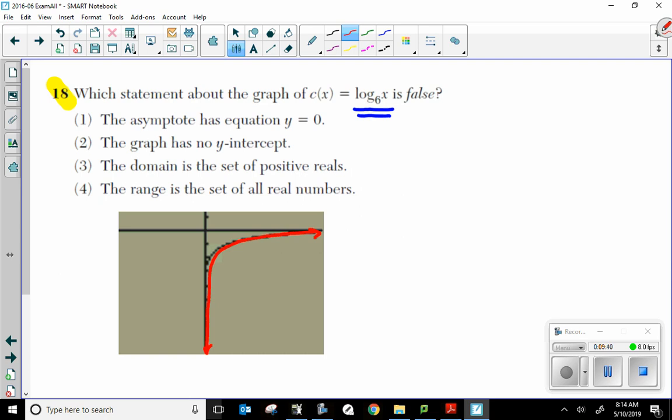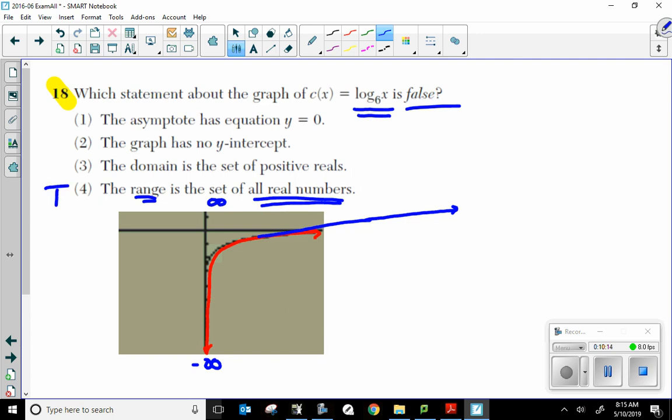So let's take a look at all these responses and interpret them and see which one is false. Don't just circle the first true one. Three of them will be true. Let's start at the bottom. The range is a set of all real numbers. Yeah, this graph goes up. It crosses the x-axis, and it goes up forever, slowly. So it goes to positive infinity on the y, and obviously it goes down forever, so it goes to negative infinity. Range is all y values. That definitely goes up and down forever, so that is all real numbers.